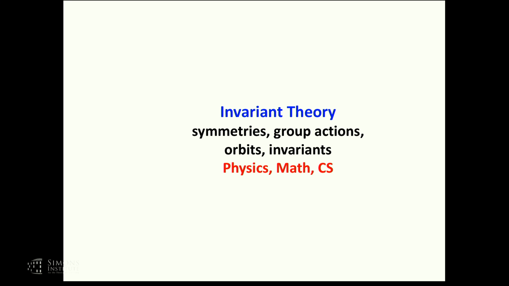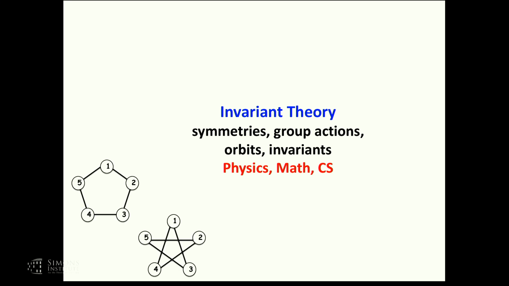So what does invariant theory do? It studies symmetries, group actions, orbits, invariants, and it has applications all over in mathematics, in physics, and computer science. So here are some examples. You have to have a group, and it has to act on some set of objects. For example, the symmetric group here acts on the labels, on the names of the vertices in graphs. That's a very simple action, very simple to describe.